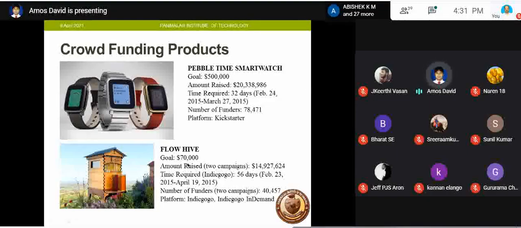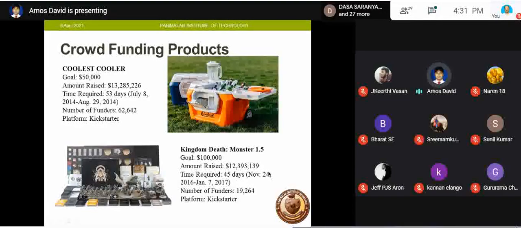Okay, $70,000 was his goal. But look how much he has got. 14 million he has raised. Like this Coolest Cooler I just mentioned, this was also done through funding, but later it was a failure.